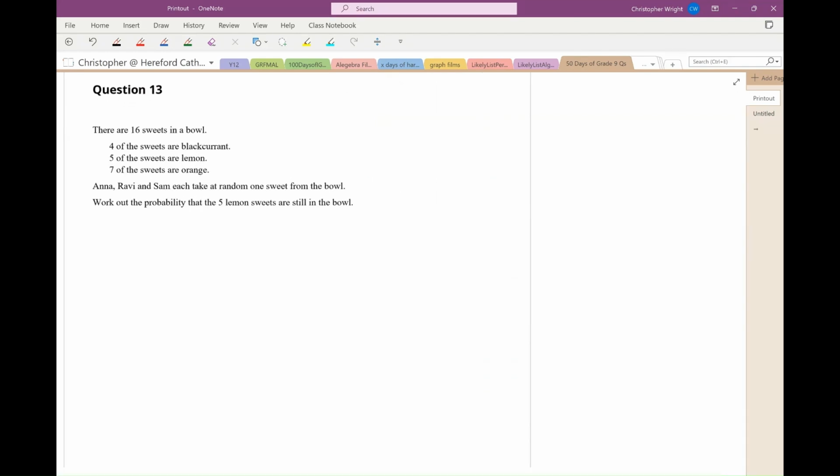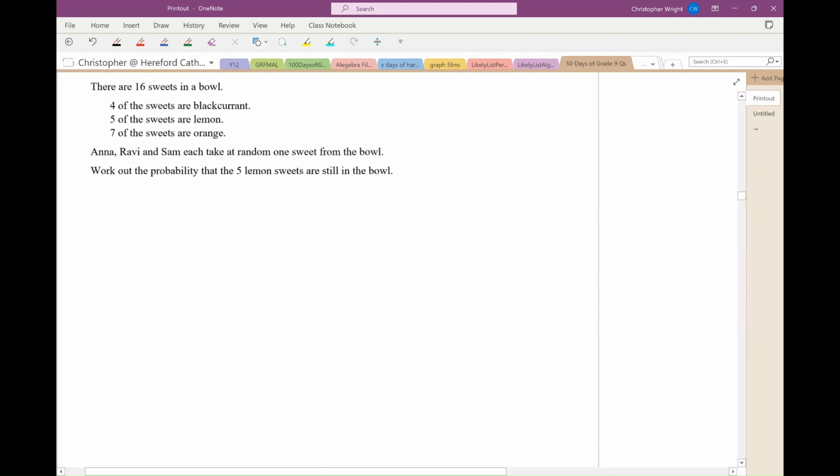There are 16 sweets in a bowl. Okay. 4 of the sweets are blackcurrant, 5 are lemon, and 7 are orange. Yes, that adds up to 16, so that's all the sweets. 3 people, A, R, and S, each take at random 1 sweet from the bowl. Work out the probability that the 5 lemon sweets are still in the bowl.